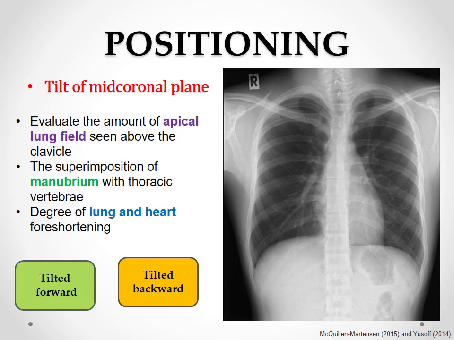If there is any tilting, we need to move the patient towards the opposite side until both shoulders are equidistant to the bucky. Besides, we need to ensure that the central ray is perpendicular to the IR as well as to the mid-coronal plane.